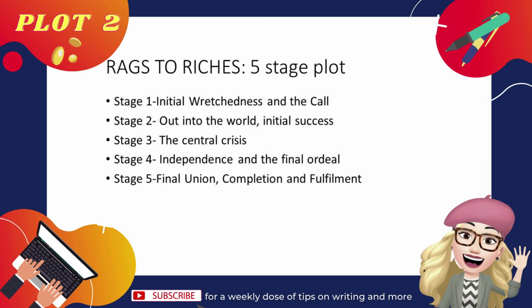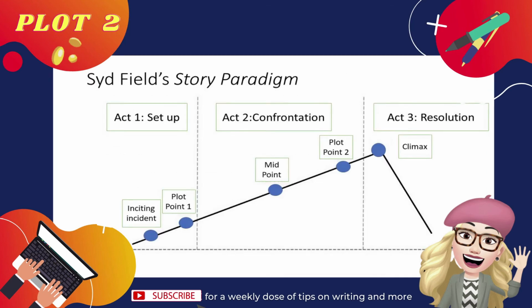If we now turn briefly to Syd Field's story paradigm, we can see where we might place these particular points within the story arc that he has constructed. So, the first 2 stages, according to Christopher Booker, the initial wretchedness and the call, and then out into the world and initial success, we could place in Act 1 in the inciting incident and plot point 1. The next stage in the plot, the central crisis, if we were to look at Syd Field's story paradigm, we would be looking to place that in the confrontation stage at the climax point.